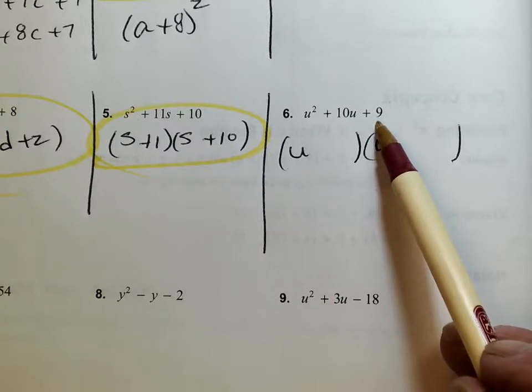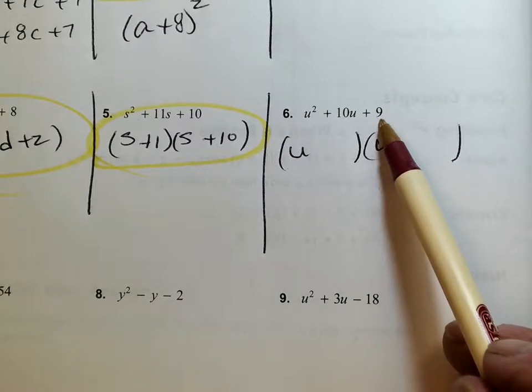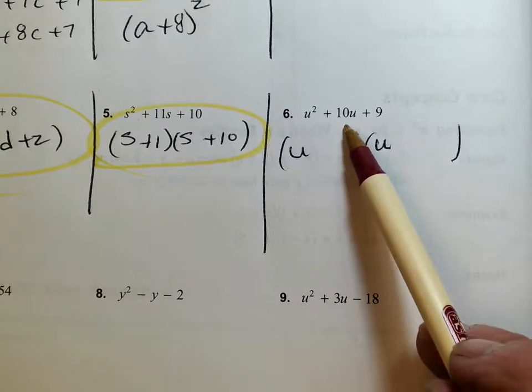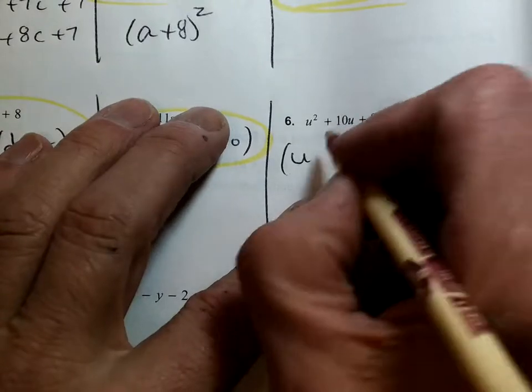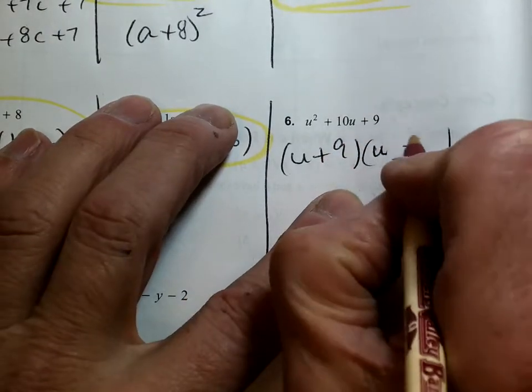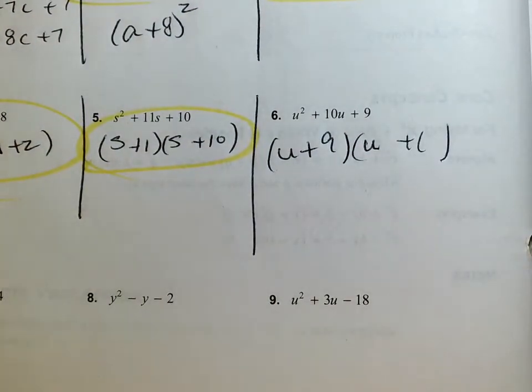How about 9 and 1? Hey, you know why I like 9 and 1? Because 9 plus 1 makes 10. Okay, give me a thumb. Give me hands up if you got it right. Okay, now let's shift to number 7.